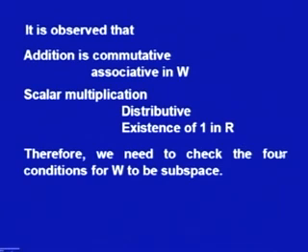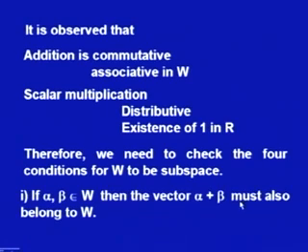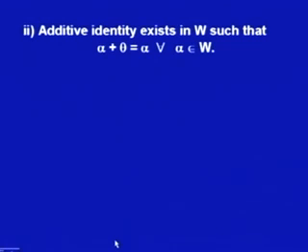So, if you have to prove that W is a subspace of a given vector space V, then we need to check the following 4 conditions. The first condition is that if alpha, beta belong to W, then the vector alpha plus beta must also belong to W. The idea is alpha, beta belong to W, but the sum alpha plus beta may be in V, but may not be in W. So, one has to check that for each pair alpha and beta in W, its sum also belongs to W, that is, this addition is closed in W. The closure property is satisfied.